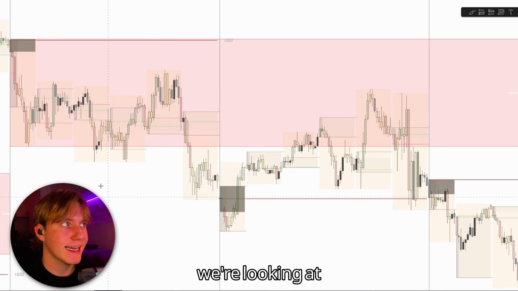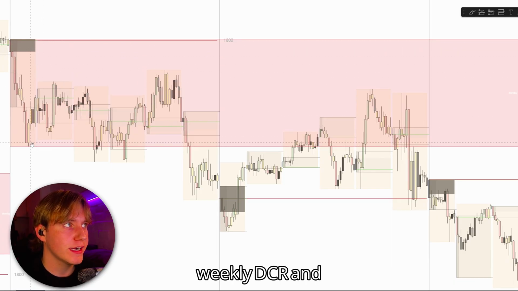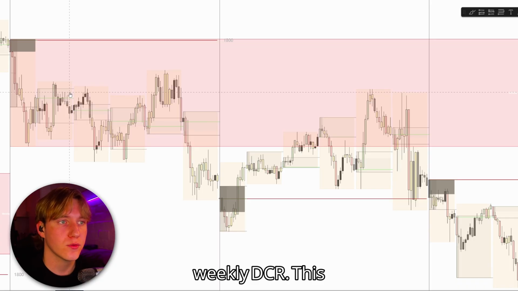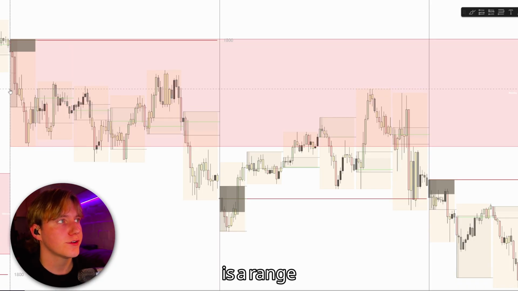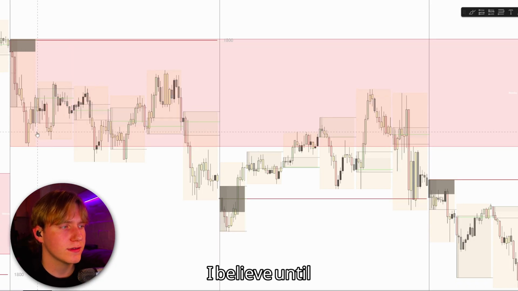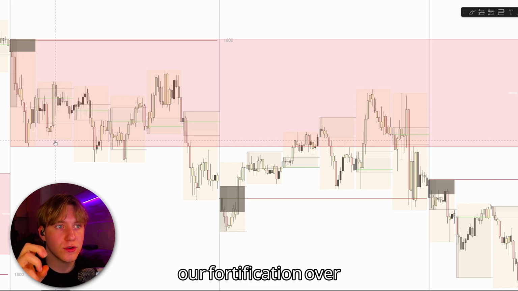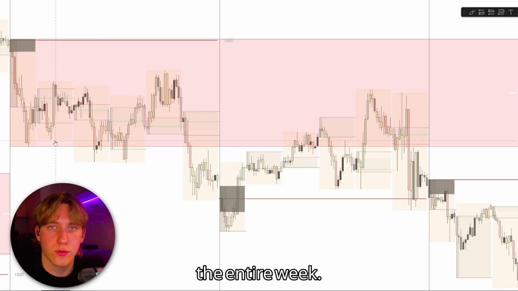Right now, we're looking at the Monday weekly DCR, and then we have our daily nano range. The first one I'm going to go through is going to be our weekly DCR. This is a range created from 6 o'clock, I believe, until 11 o'clock at night on a Monday. And this in of itself is going to be acting as our drawn liquidity and our fortification over support and resistance for the entire week.